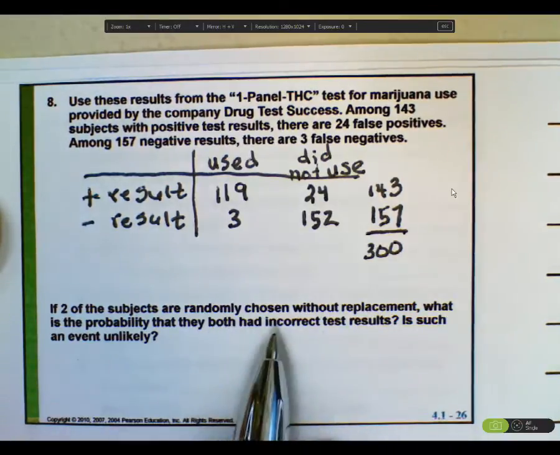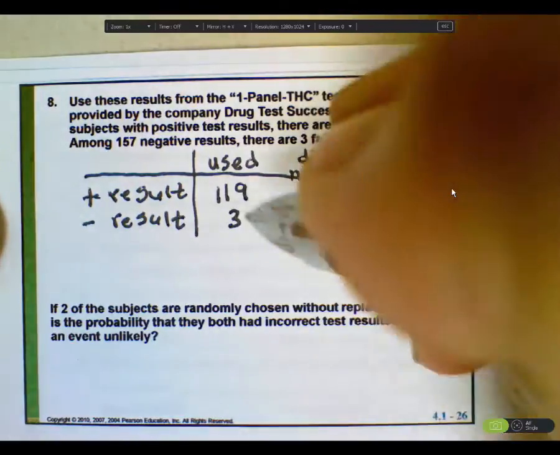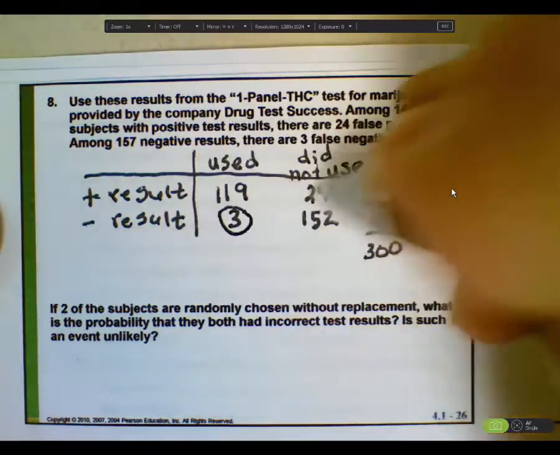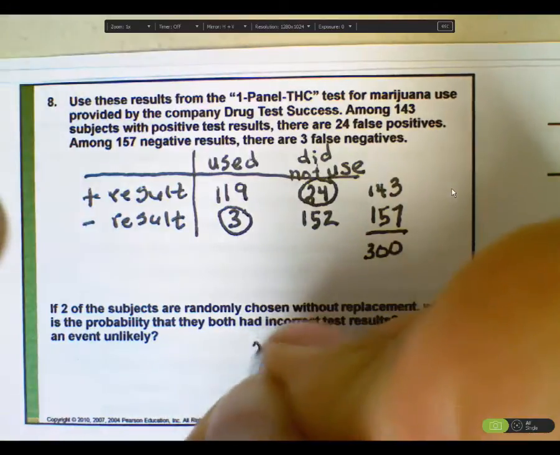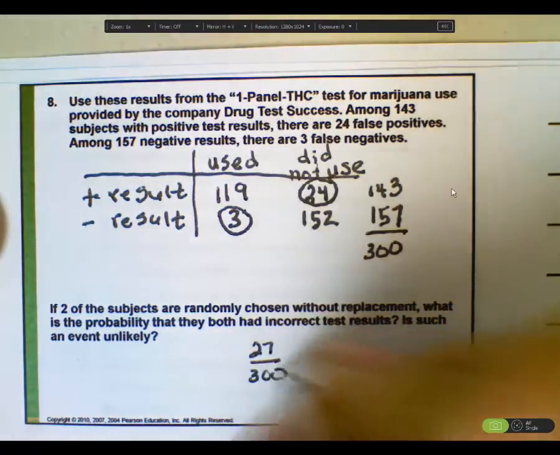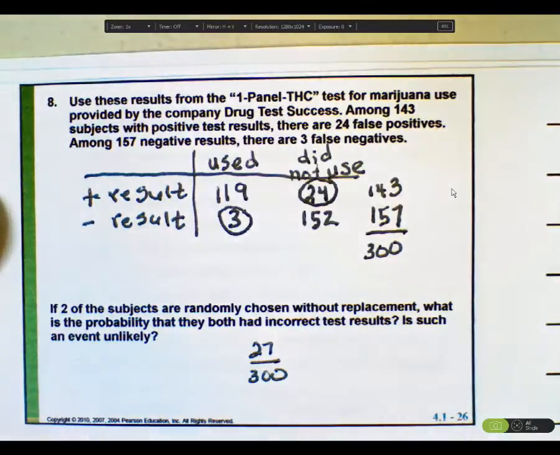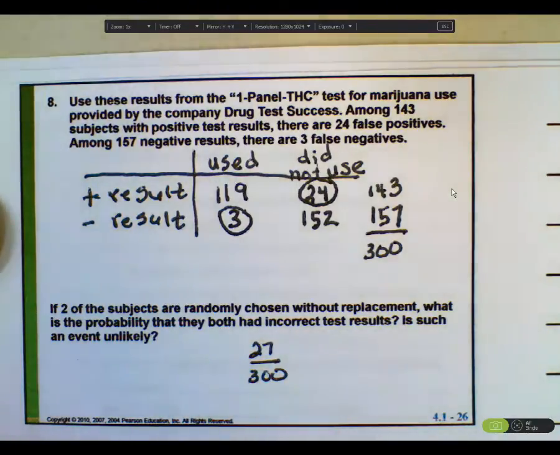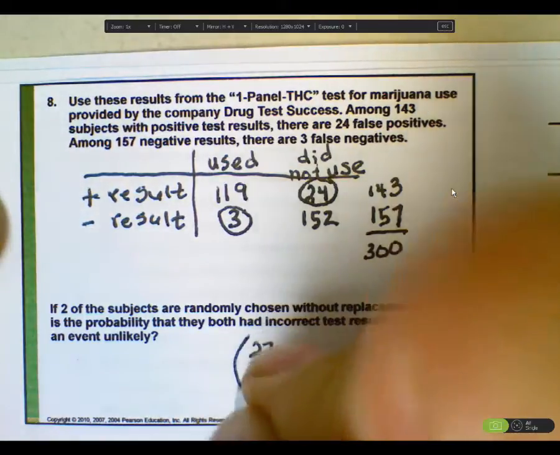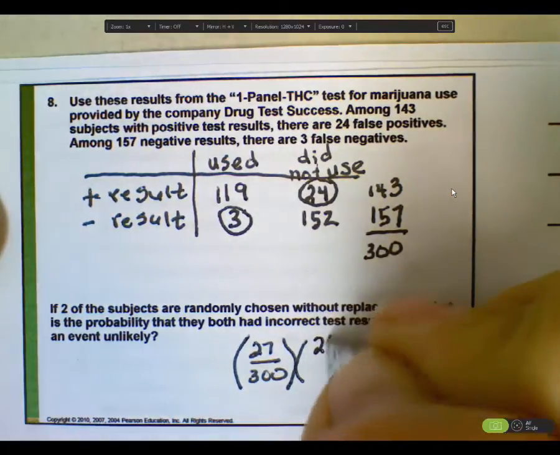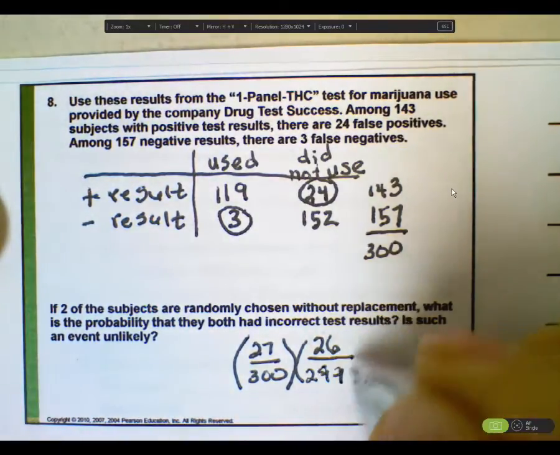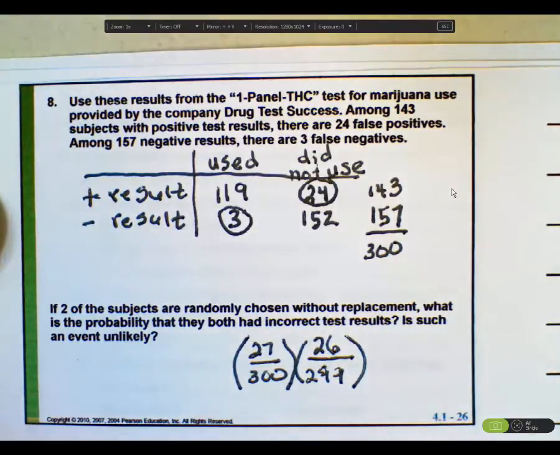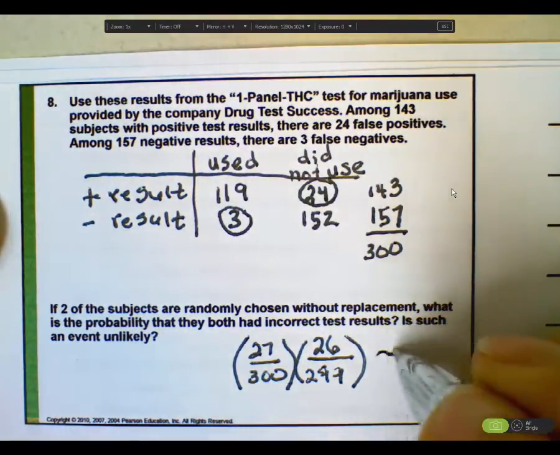So the question is, if 2 of the subjects are randomly chosen without replacement, what's the probability that they had incorrect results? The incorrect results were those false negatives and those false positives. So 27 people had the incorrect results. 27 out of 300 would be the probability that the first person had the incorrect results. And if we didn't put that person back, then there would be 26 people left with incorrect results out of 299 total people. And I've already entered that on my calculator.